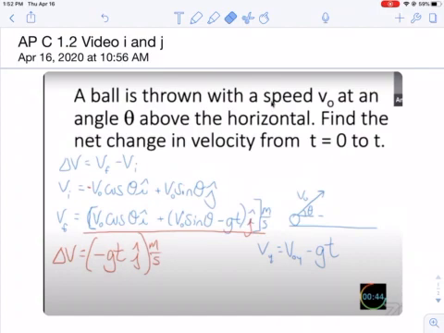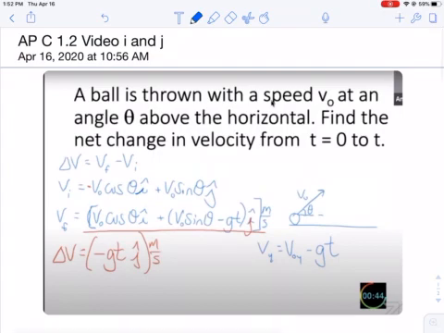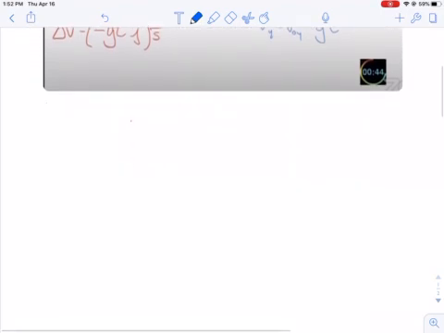So the question says, a ball is thrown with speed v naught at an angle theta above the horizontal. Find the net change in the velocity from t equals 0 to t. So you can see here that she used these notations of I and J. So let's go through what that actually represents. I'm going to start with what you already know.